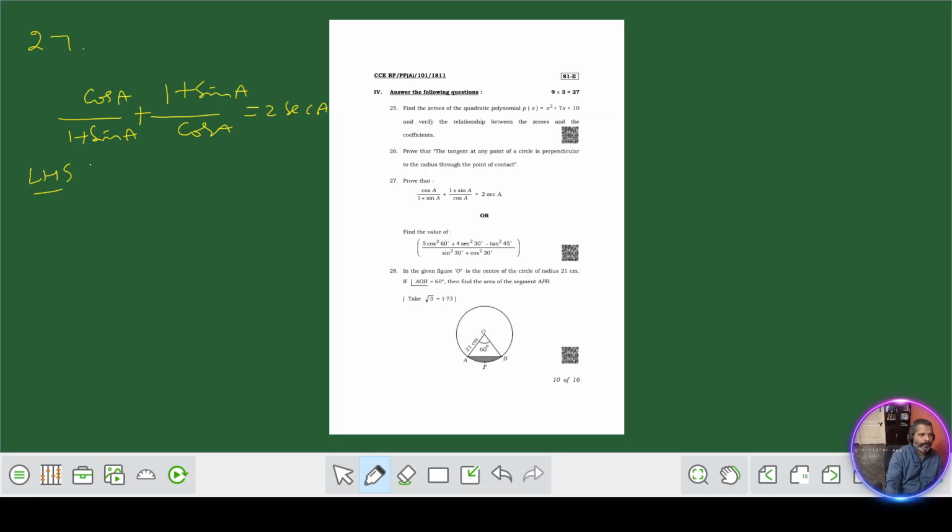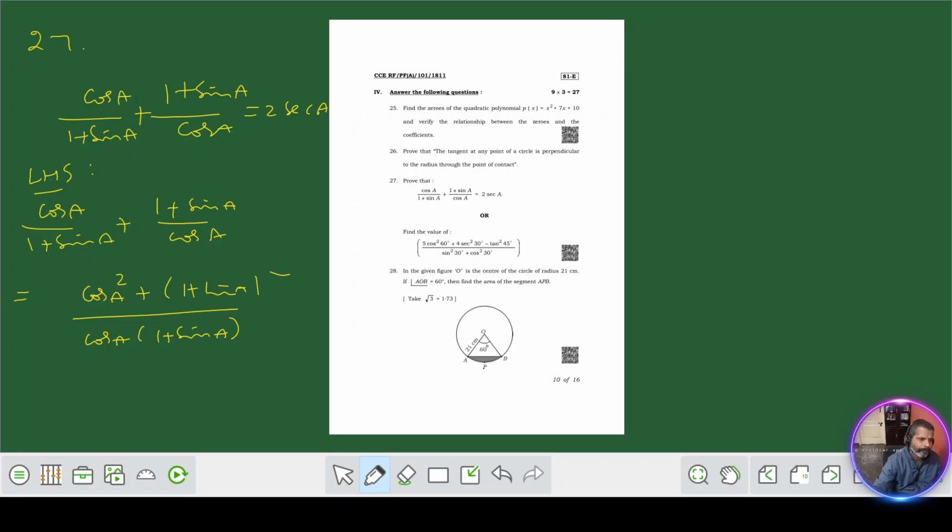So we take the LHS here, that is cos A by 1 plus sin A plus 1 plus sin A by cos A. We simplify and solve this to show RHS. Here we have to take the LCM, that is cos A of 1 plus sin A. 1 plus sin A, how many times? This is cos A times. So cos A into cos A, cos square A. Cos A, how many times? This means 1 plus sin A times. Therefore, 1 plus sin A whole square.